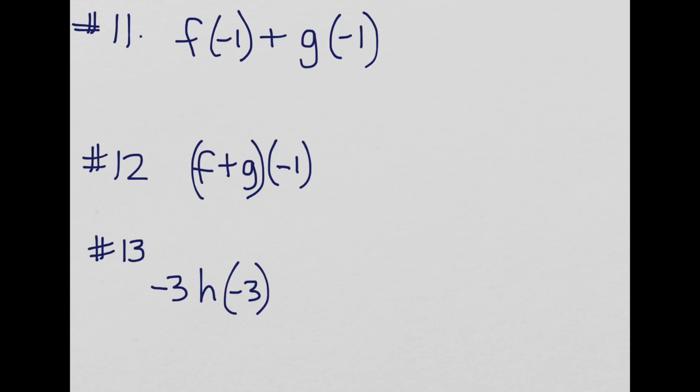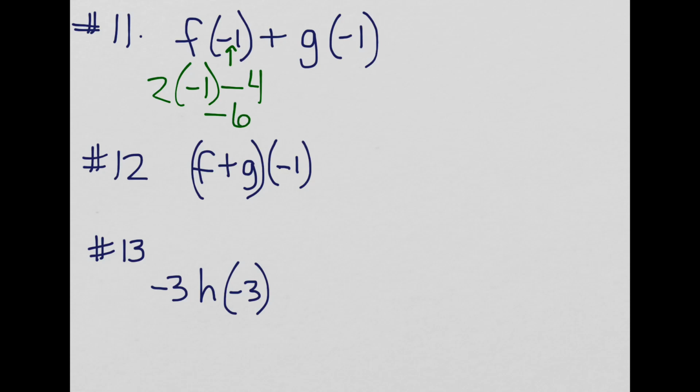Number 11, what you want to do is first find f of negative 1. That means, do you know x? Yeah, x is negative 1. So you're going to plug that into your function f. Instead of x, you're going to say 2 times negative 1 minus 4. That's f of negative 1. And that'll be negative 2 minus 4, which is negative 6.